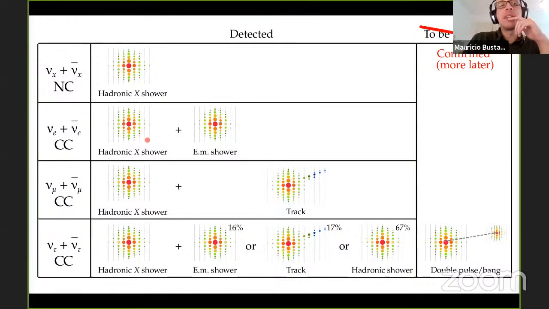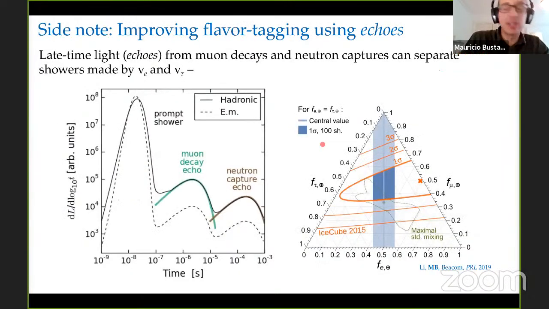And then you will see a second peak when the neutrons in the shower are captured by surrounding matter a bit later in time. So if you have enough time resolution to see these two peaks, we call them the muon echo and the neutron echo, you could actually say the shower that I'm seeing is hadronic, because you wouldn't expect those peaks to exist if your shower was mostly electromagnetic. So we actually have tested that possibility, and it is hard, but it is possible, and it actually helps a lot.